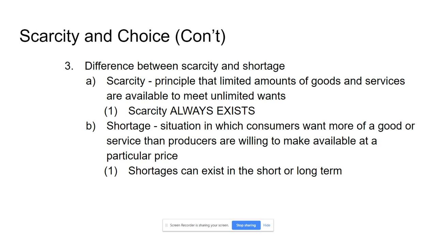You can have different degrees of scarcity, but scarcity always exists. Goods and services are always going to be in some limited supply. Those limits may change. Those limits may get bigger. They may get smaller. But there's always limits. But there's always unlimited want, right?